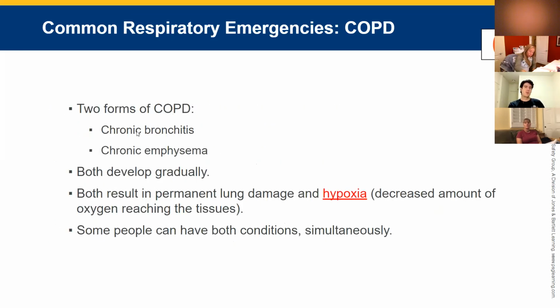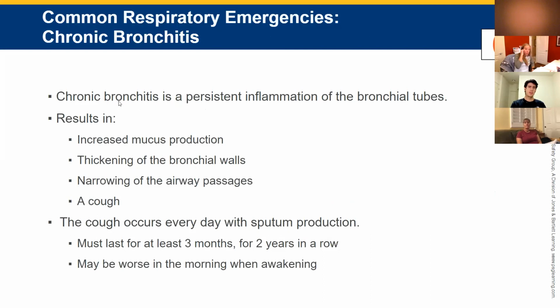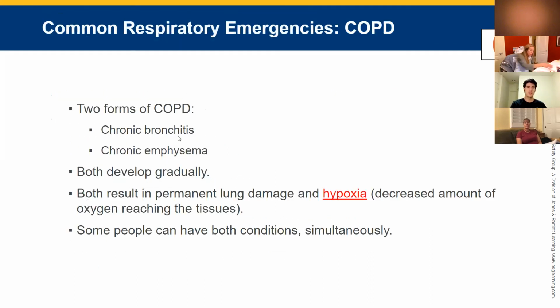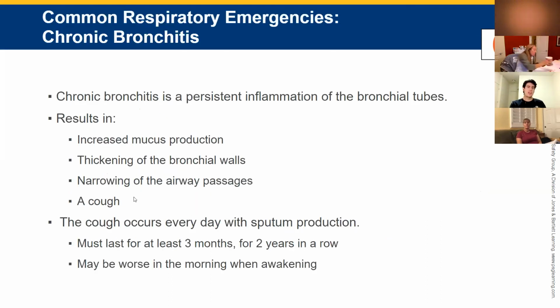All right, there are two forms, chronic bronchitis and chronic emphysema. Not really useful in the field. I mean, if someone has difficulty breathing and you know it's from smoking a bunch of cigarettes, it's going to be treated about the same. Both develop over a lifetime and both cause hypoxia, or not enough oxygen in the tissues. Okay, so chronic bronchitis is a form of COPD. It's just narrowing of the bronchioles.